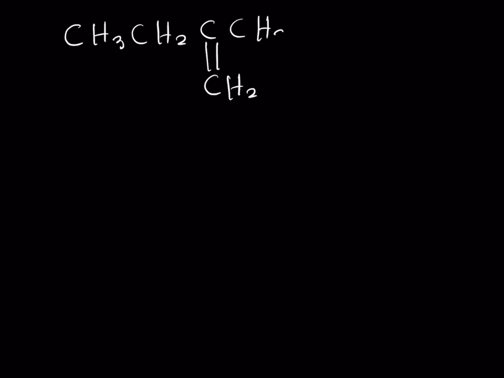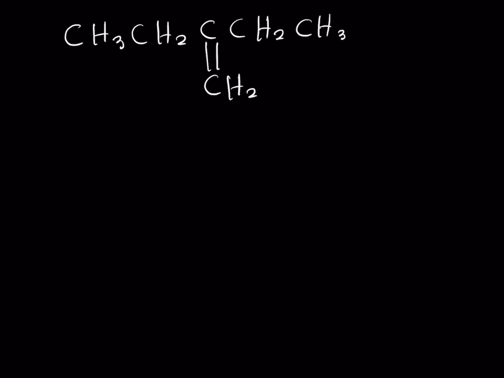In this video, we are going to practice naming some alkenes. So let's start with our first example, CH3, CH2, C double bonded to CH2, and then CH2, CH3. So this example can look a little bit confusing, so I'm going to expand it out.